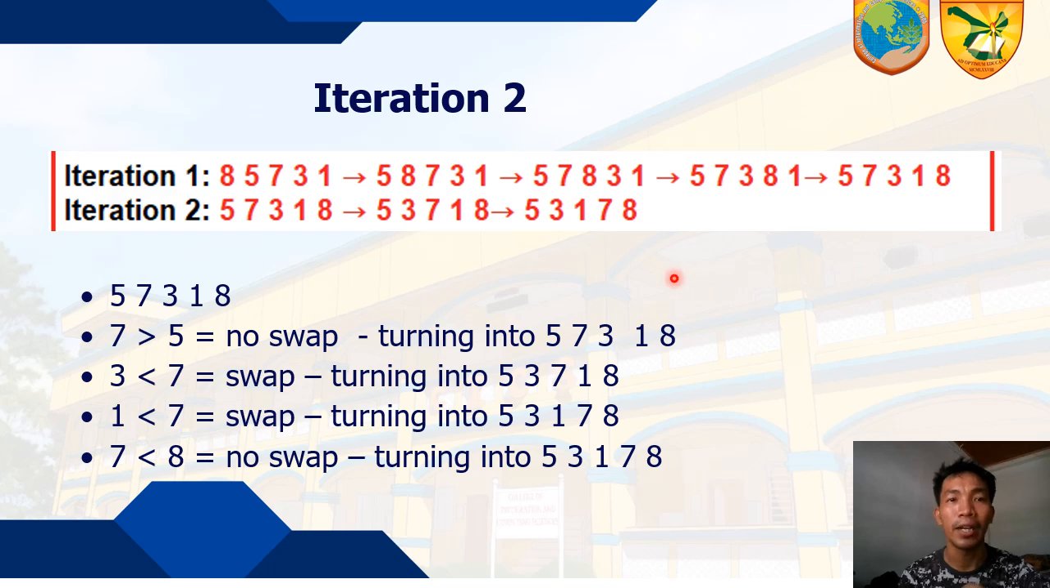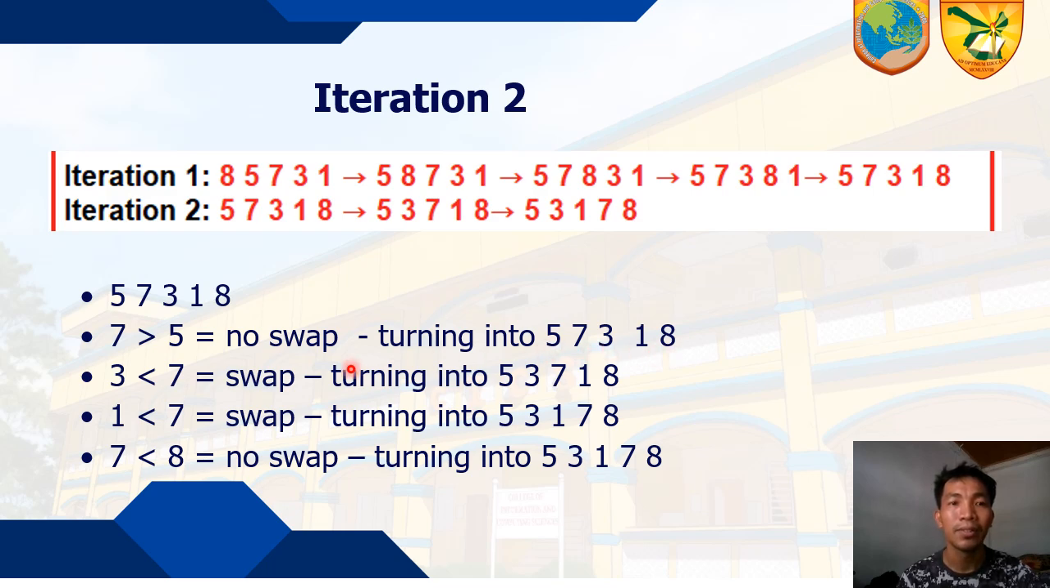Remember, in our previous iteration, we have sorted a new list leaving an order of 5, 7, 3, 1, and 8. For iteration 2, the sequence follows the previous list from iteration 1. Here, the first two elements, 5 and 7, are compared. So 7 is greater than 5. Hence, no swap is needed, retaining the list as 5, 7, 3, 1, and 8.